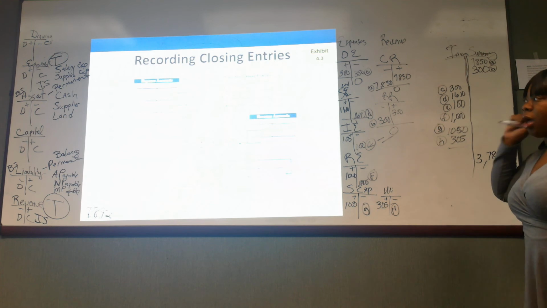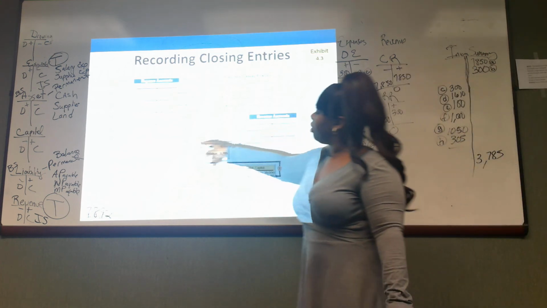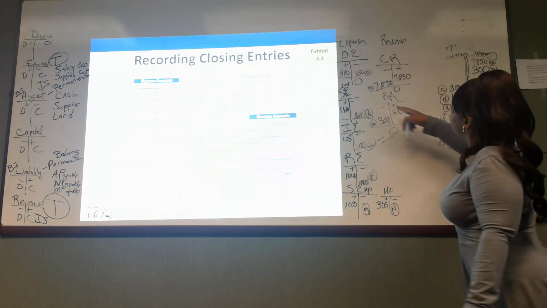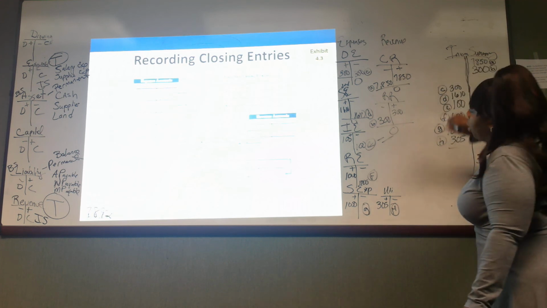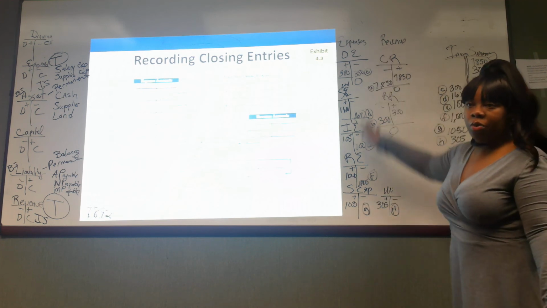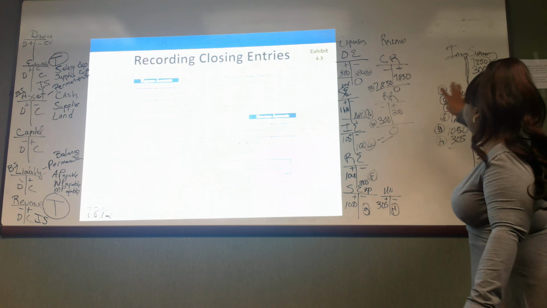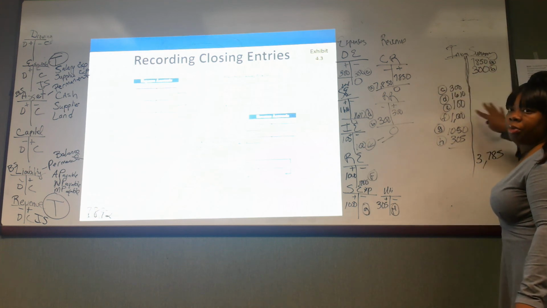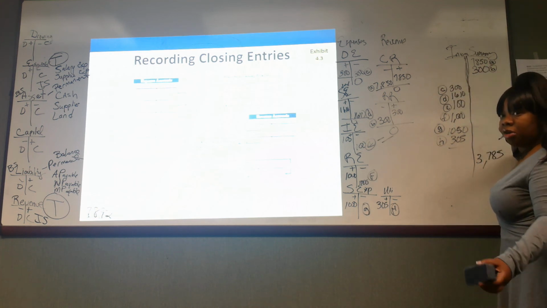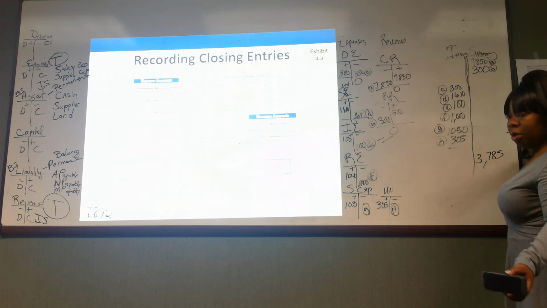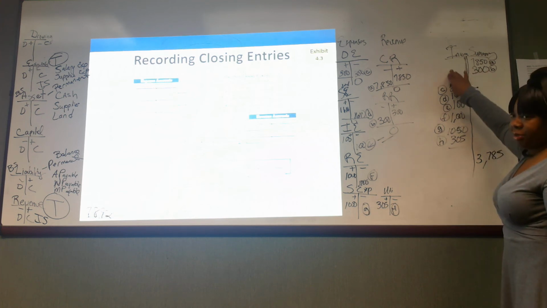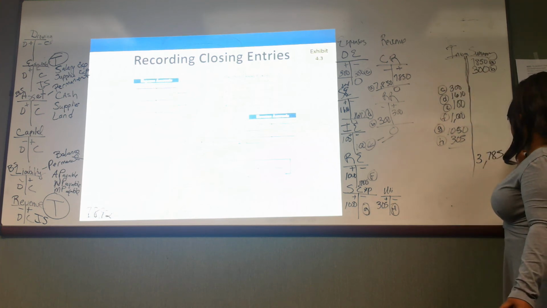Now we need to close out, okay, so we closed out our expenses to income summary. We closed out our revenues to income summary. All of these balances are now zero. We move them all over here to show how much money we made, because the difference between revenues and expenses is net income. So this is our net income.